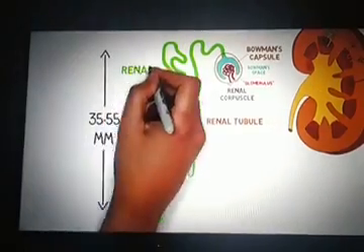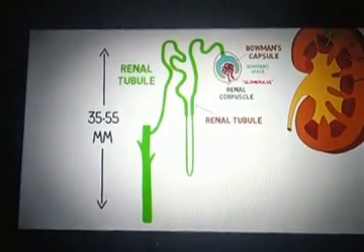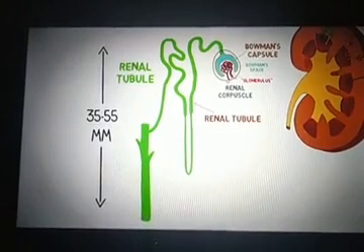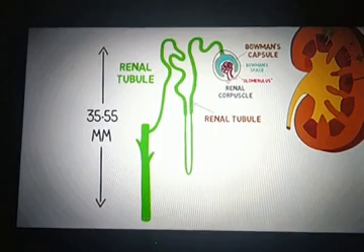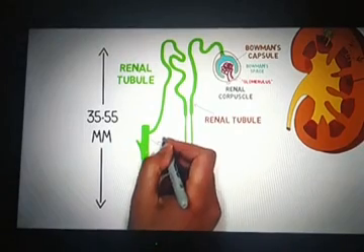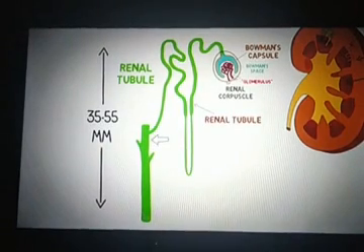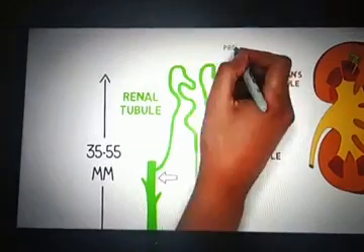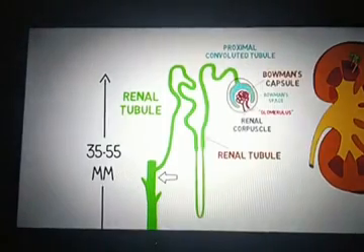Then there is the remaining structure, which is called the renal tubule. Tubule actually means short tube, and this short tube starts from the Bowman's capsule and then ends at the duct, which is called the collecting duct. These collecting ducts later on join another bigger duct, which is called the duct of Bellini.